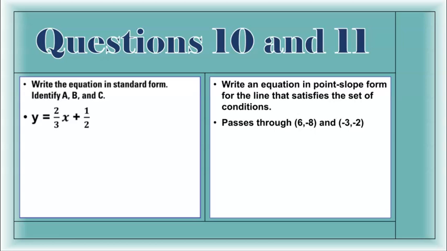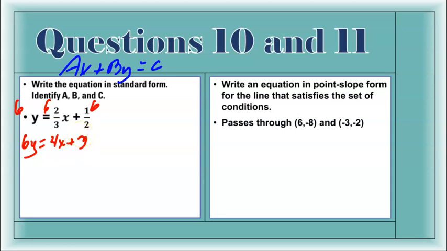Question 10. Write the equation in standard form and identify your a, b, and c. Now for this one, standard form is in ax plus by equals c format. You cannot have fractions involved, and your a has to be positive. So your x term has to be positive. So when I have fractions, I'm going to multiply by the least common multiple. The least common multiple of 3 and 2 is 6. So I'm going to multiply every number by 6. And that gives me 6y equals 6 times 2 is 12, divided by 3 is 4x, and then half of 6 is 3.